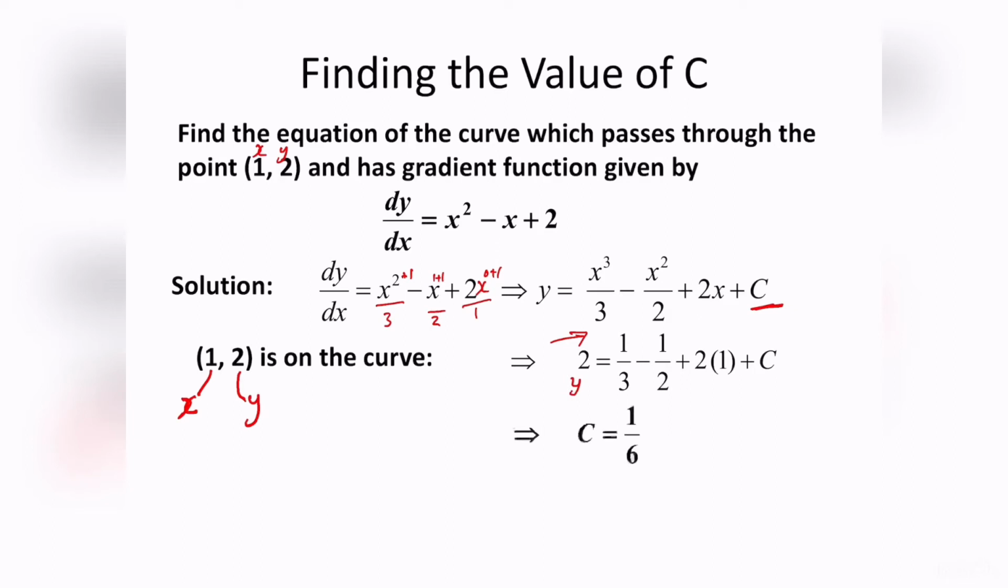Then, after finding the value of c, we can rewrite the equation in terms of x and y and the constant. So y equals x cubed over 3 minus x squared over 2 plus 2x plus 1/6. This was the constant. Okay?